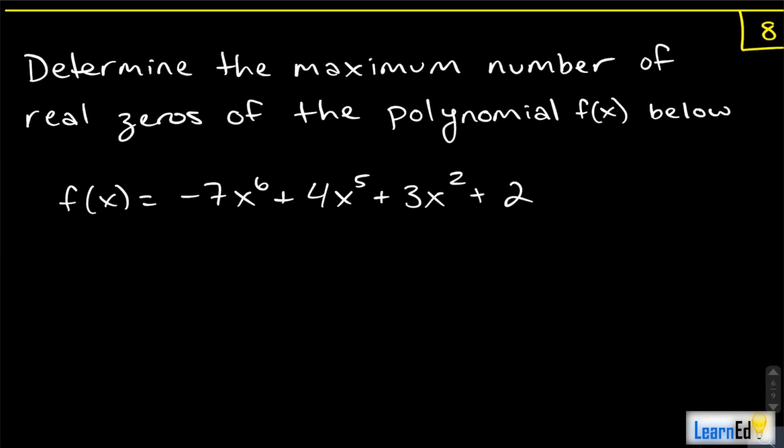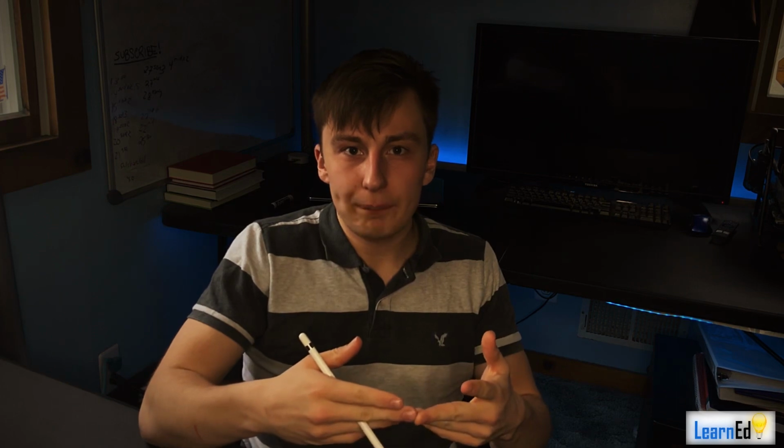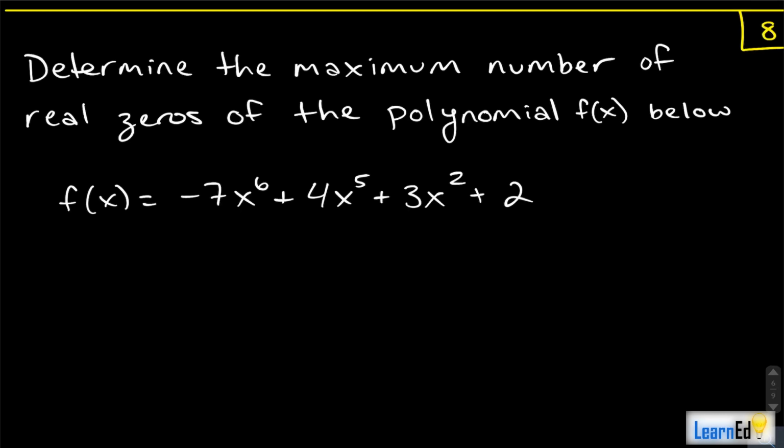Now for problem 8, we want to determine the maximum number of real zeros of the polynomial f of x below. We have f of x equals negative 7 x to the 6th plus 4x to the 5th plus 3x squared plus 2. So how do we determine the maximum number of zeros? Well, let's just take a look at a regular quadratic, something like x squared plus x plus 2.